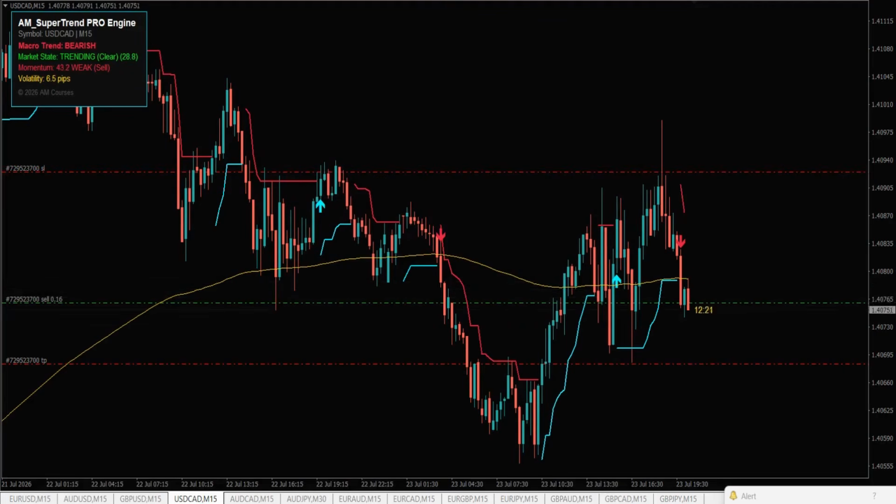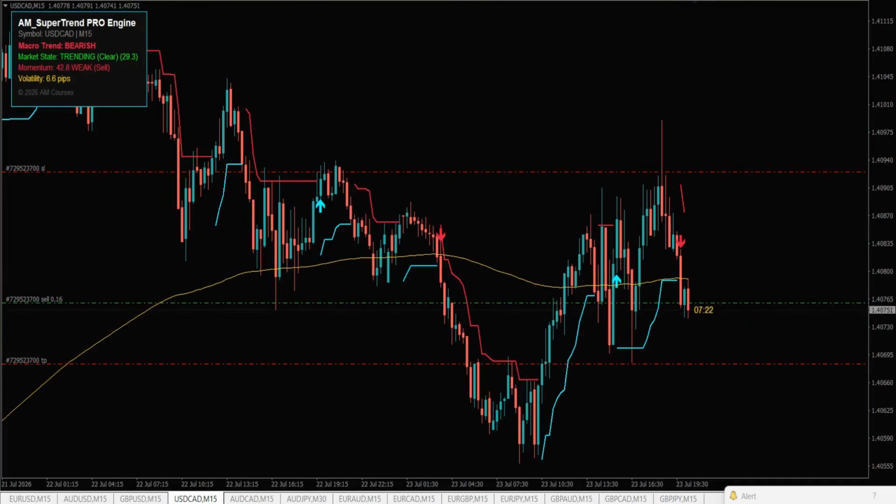Now, the structure hasn't broken. The stop is still safely above, so nothing forces me out. But look at what's actually happening to your account here. Your capital is committed, your risk is live, and the market is giving you nothing in return.